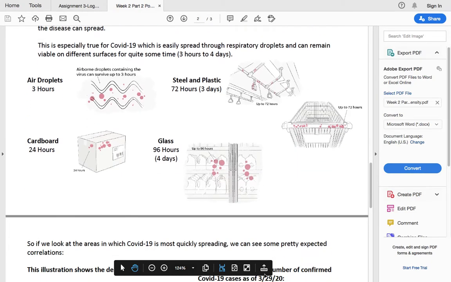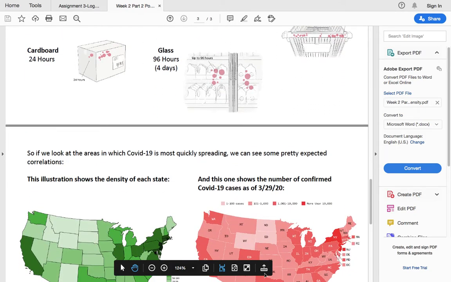So if you look below, if the droplets are just in the air, they can survive up to 3 hours hanging out in the air. If they're on cardboard, they can survive 1 full day. Steel or plastic can be up to 3 days. And finally, if it's on glass, the virus can live for 4 days and still infect you if you were to come in contact with it and get it into your respiratory system.